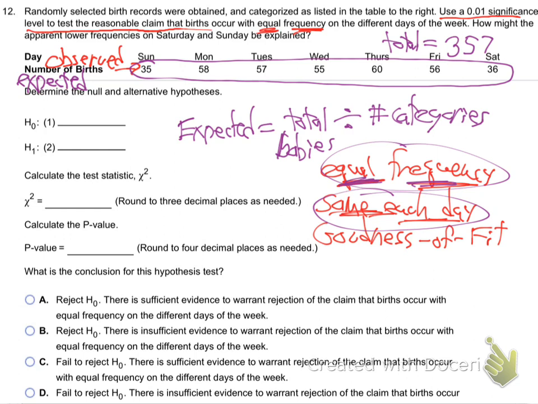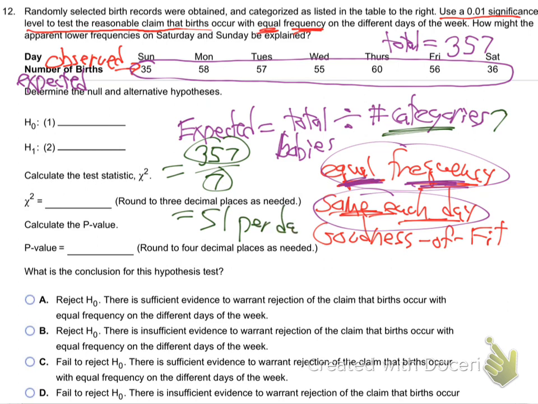So if they really had equal frequency, same number of babies each day, how many would we expect in each day? Well, you'd expect 357 babies divided by 7, right? Because the number of categories is 7 days. If they were evenly spread, you would divide by 7. That'd be how many babies were born each day. That comes out to be 51 per day.